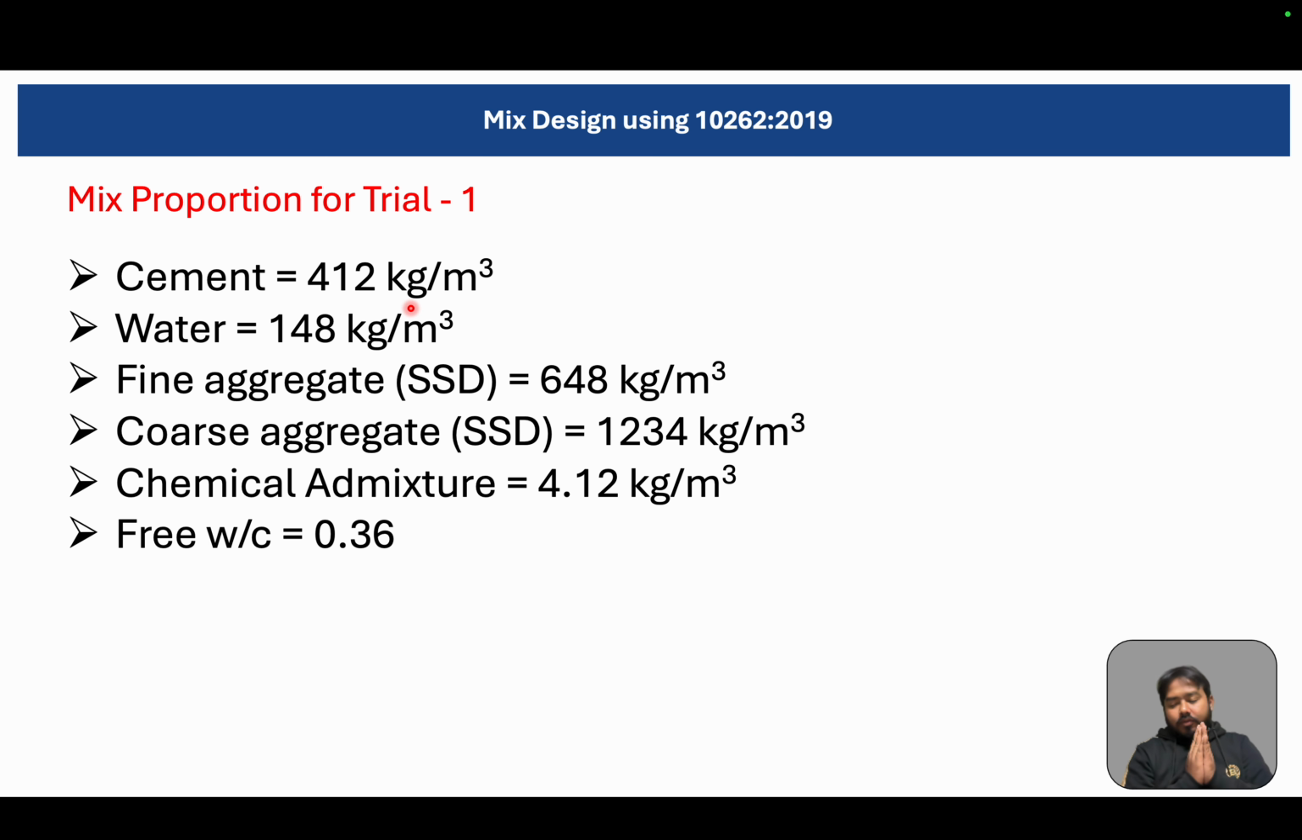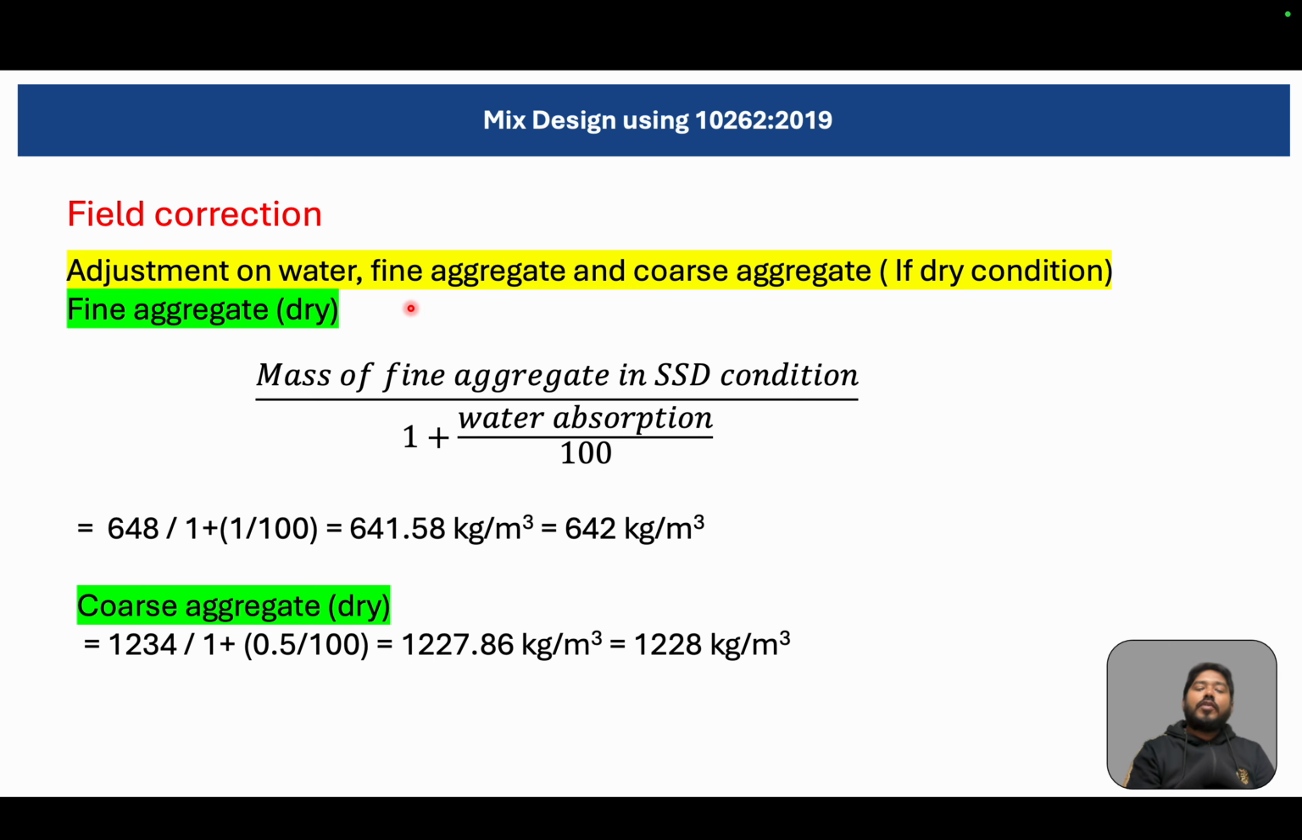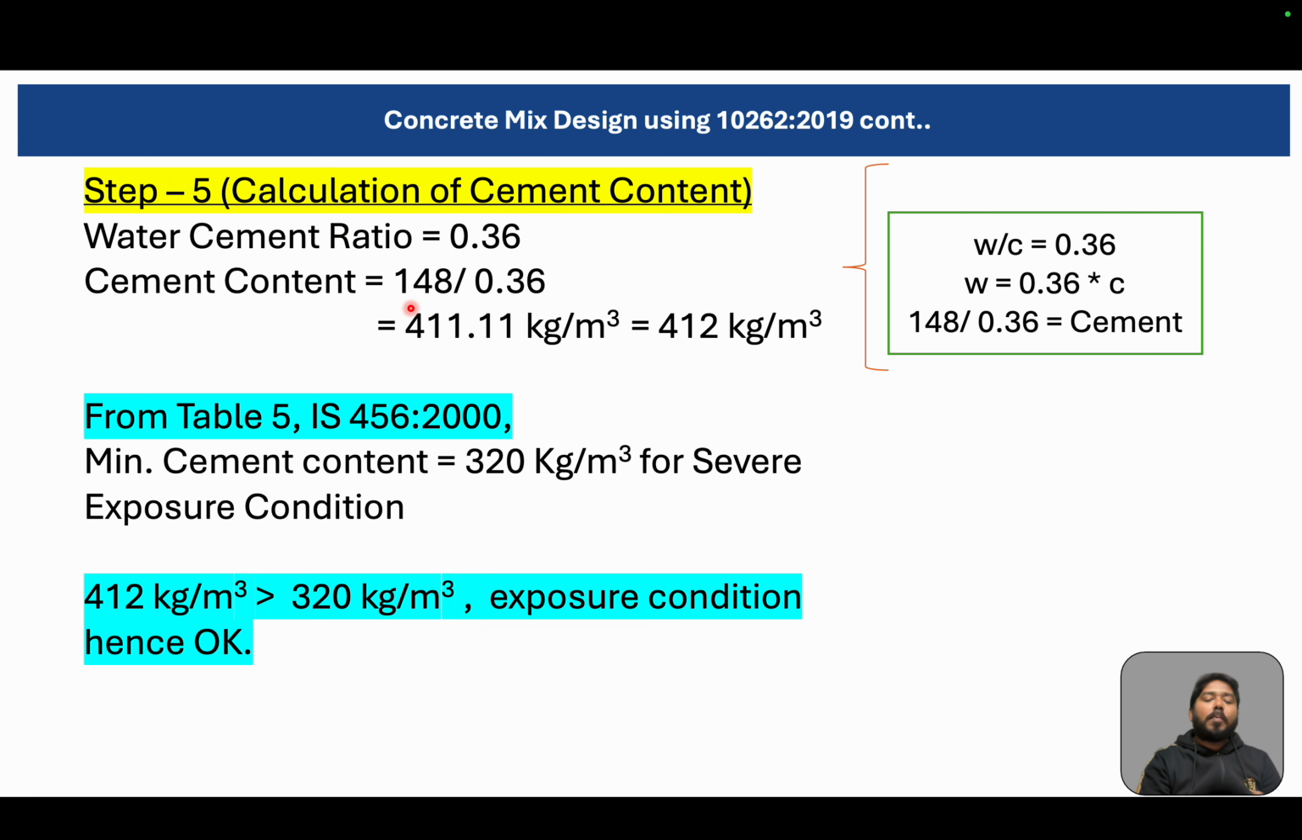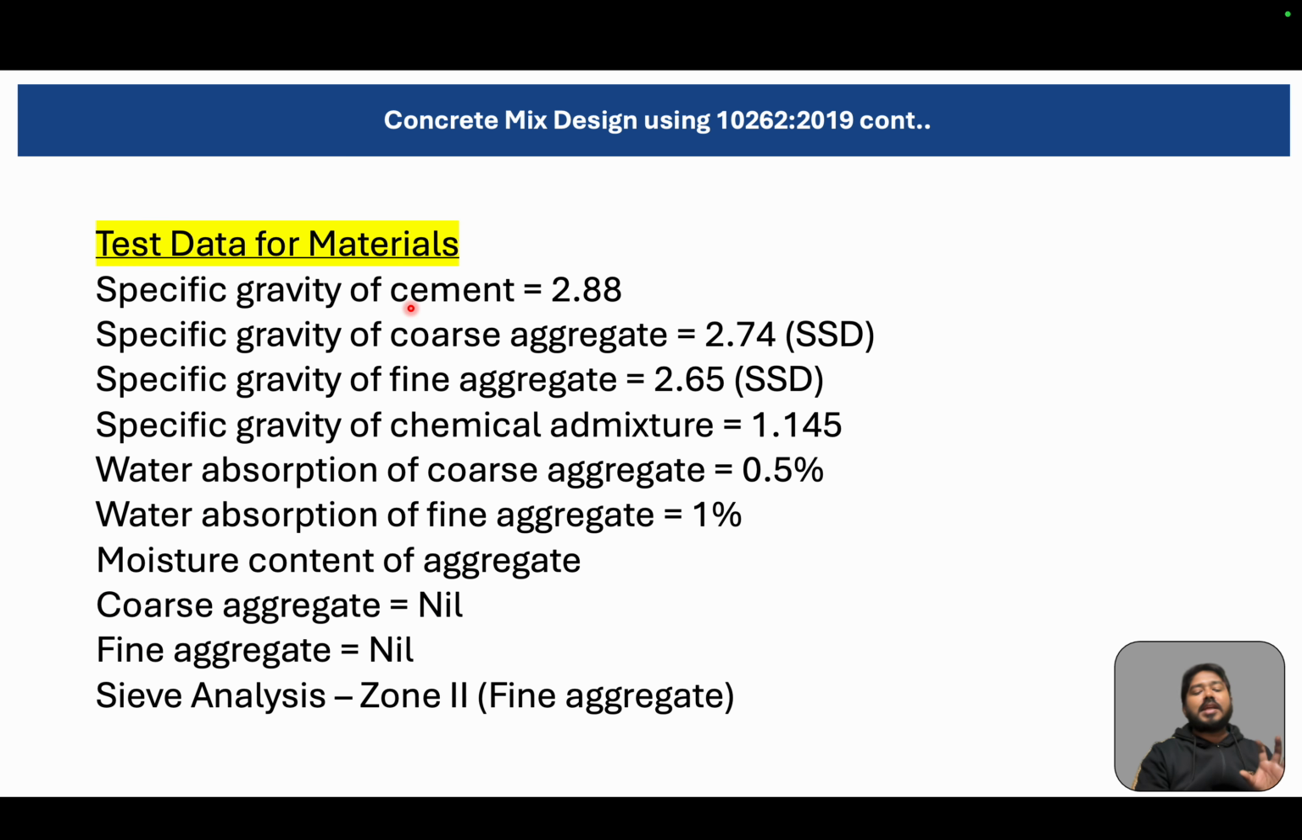So this is all the data you got from the trial mix. But that is not the final one, because as I said, we need to identify whether there is a requirement of any kind of field corrections or not. In order to do that, we need to find out whether an adjustment in the water is required or not, and in which case you need to consider whether it is a dry condition or a wet condition. How are you going to check? For that, you have to go back to your question. From the question you can easily identify whether it is a clear case of dry condition or wet condition.